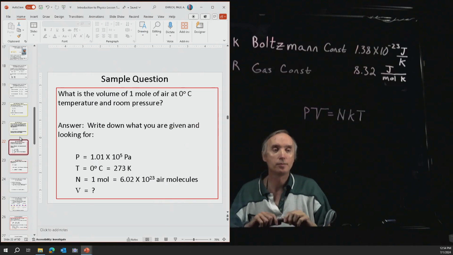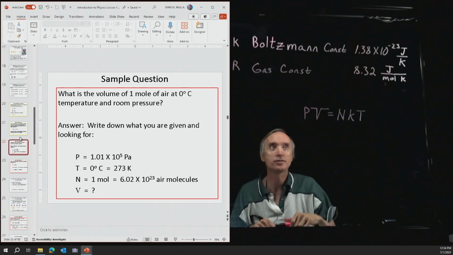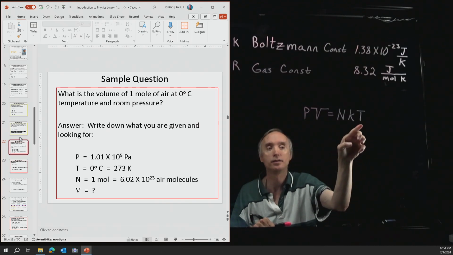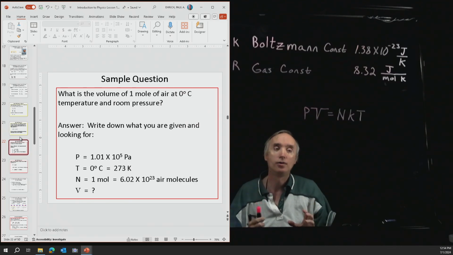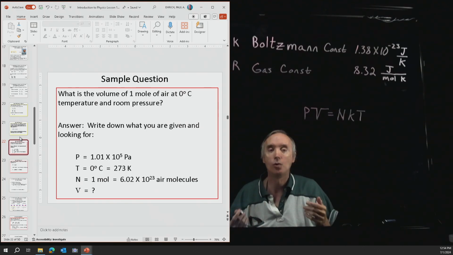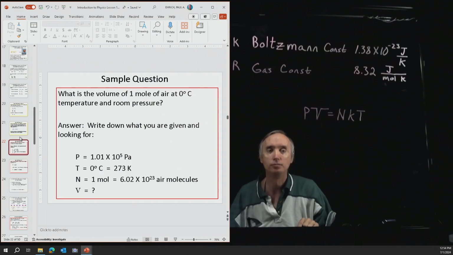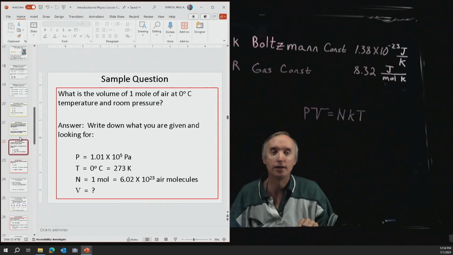Alright, so I've been showing you some applications of the ideal gas law, which is PV equals NkT. Now, let's put real numbers into the formula. So I wanted to show you an actual quantitative calculation using this. It says, what is the volume of 1 mole of air at 0 degrees Celsius temperature, and it's going to be at room pressure.